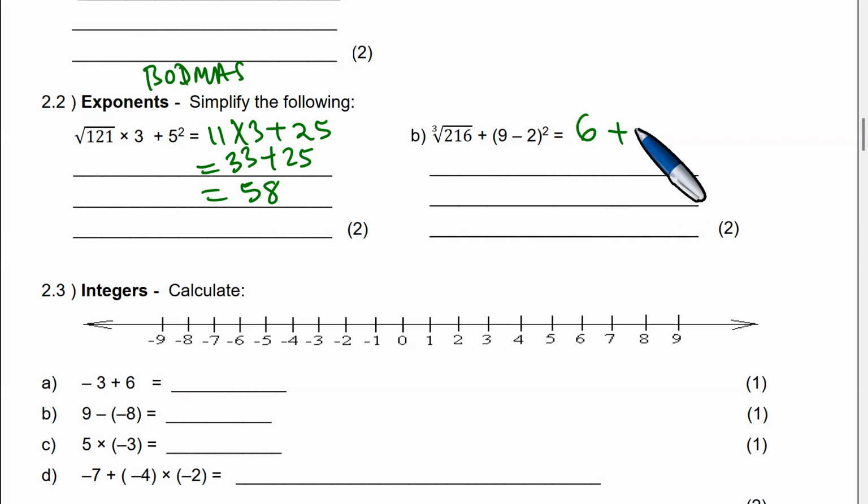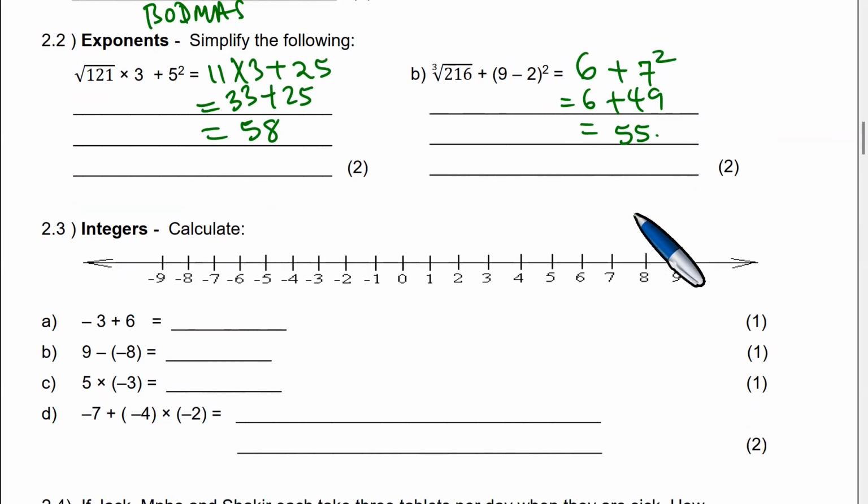What is 9 minus 2? It is 7. What is 7 squared? 39. No. So the answer is what? 55. The answer is 55.